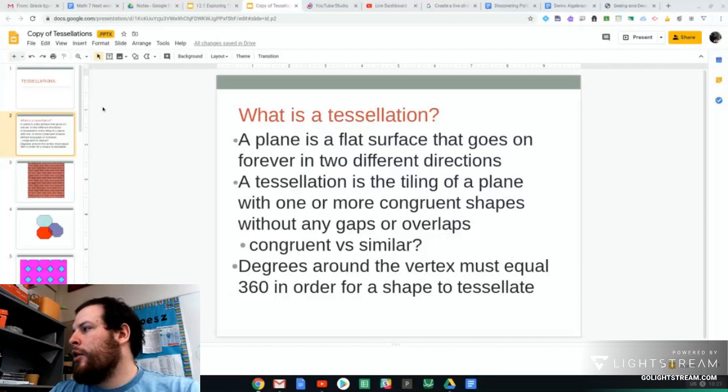tessellations. And this last line here says that the degrees around the vertex must equal 360 degrees in order for a shape to tessellate. We're going to look at that and why that's important in a little bit. So let's look at some examples of tessellations here.